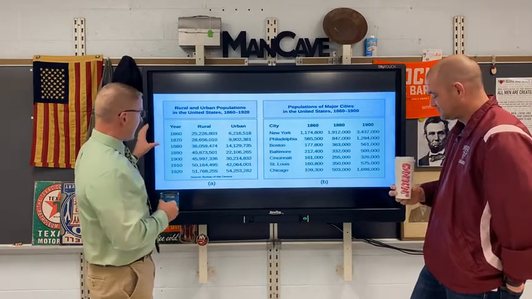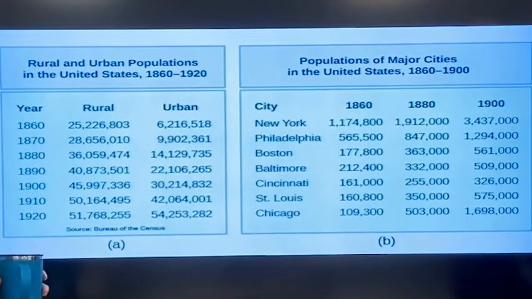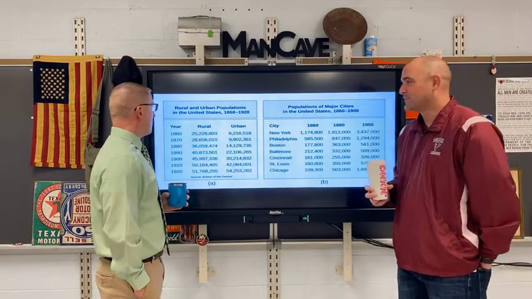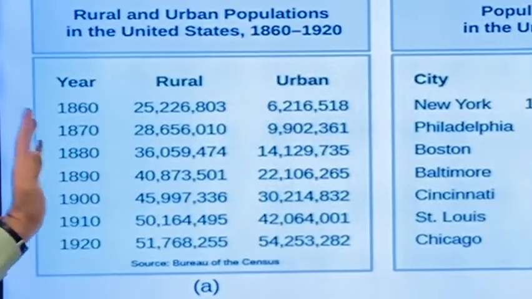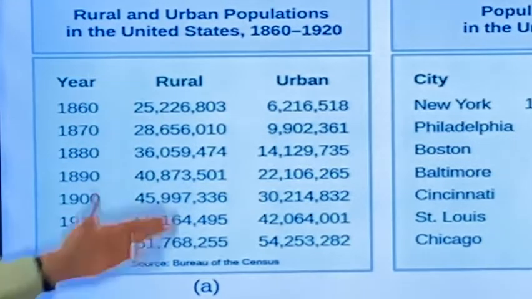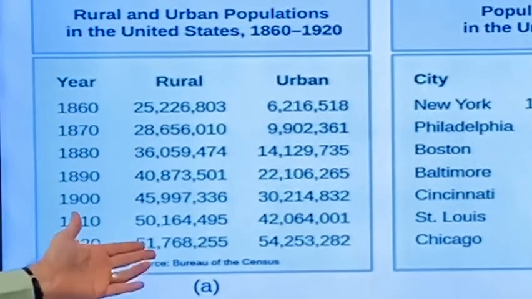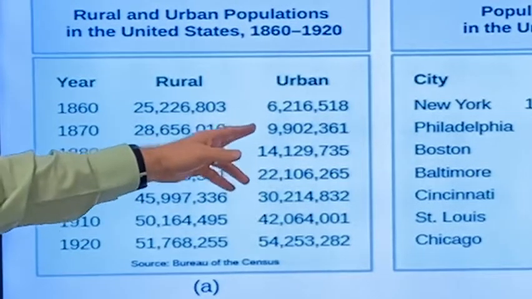Let's go from A to B. Here we have rural and urban populations in the U.S., 1860 to 1920. We should probably define rural and urban. Rural is farmland, farmers. Urban is cities. And it looks like we're having a movement here from one to the other, because I'm seeing 25 million. It does go up, but what else seems to be going up?